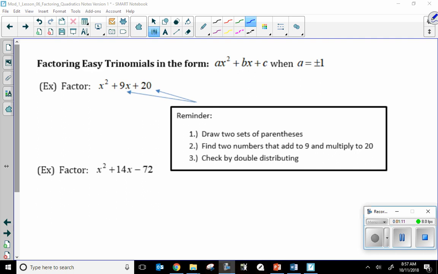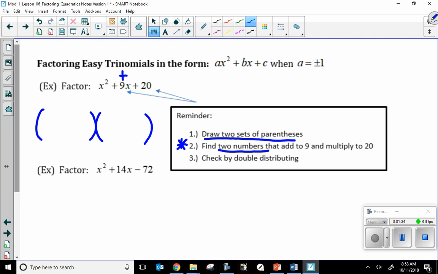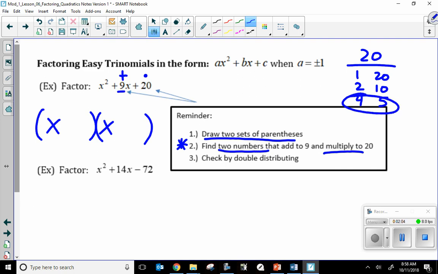So, factoring easy trinomials. Easy stuff. Here's the whole point. When you draw your two sets of parentheses, I need to find, and this is really the key, okay? I need to find two numbers that add to my middle term, my b value, and that multiply to my c value, the last term, all right? I know I'm putting x's in here, all right? So I need to find two numbers that multiply to be 20. My factors of 20 are 1 times 20, 2 times 10, and 4 times 5. Which set of factors add to 9? 4 and 5.